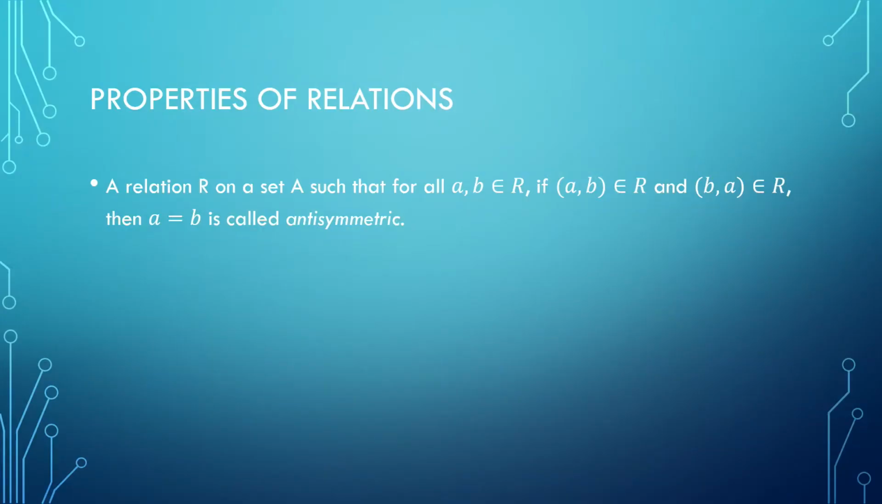Antisymmetric relation is defined as follows: a relation R on a set A such that for all A, B, if A relates B and B relates A, then A equals B, is called antisymmetric. I'll repeat it again: if A relates B and B relates A, then A equals B. We can see that this is a conditional statement. To fully understand what an antisymmetric relation is, I'll be giving you an example.